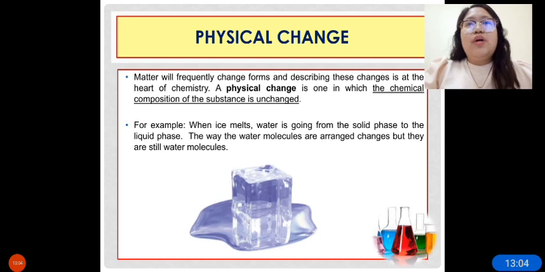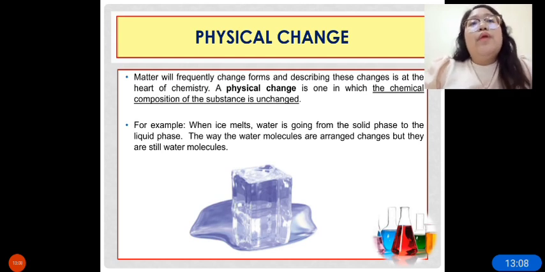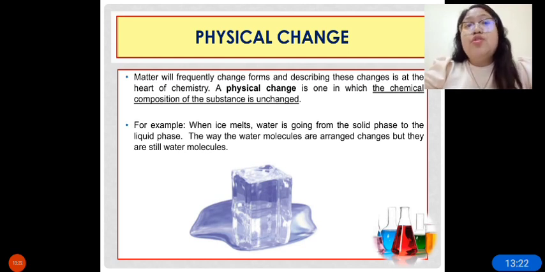Now let's talk about physical changes. So, when you leave an ice cube out on the counter, it turns into a puddle of water, or it melts. That's actually a physical change. Physical changes are all about matter changing form. But even though the form changes, the actual substance stays the same.